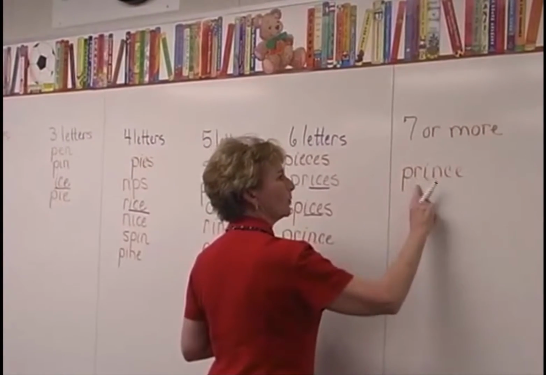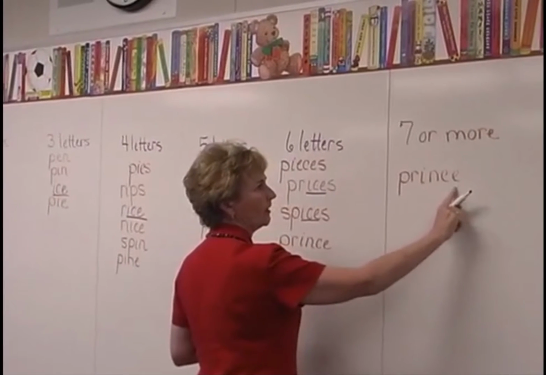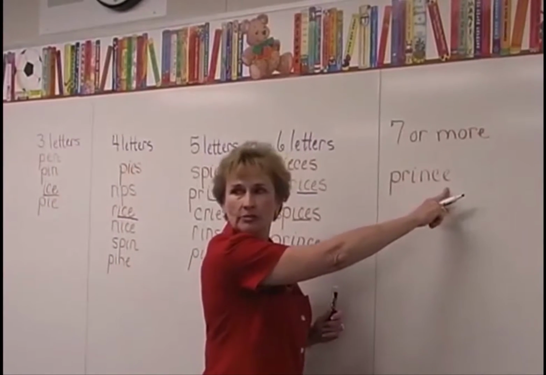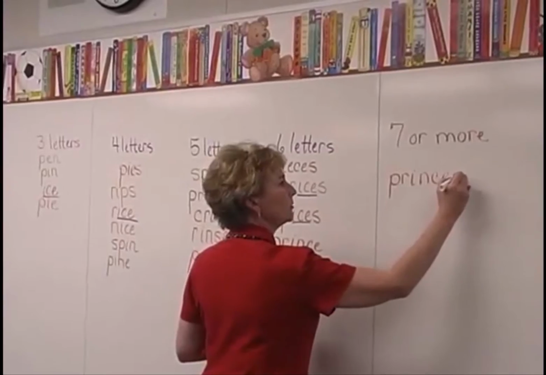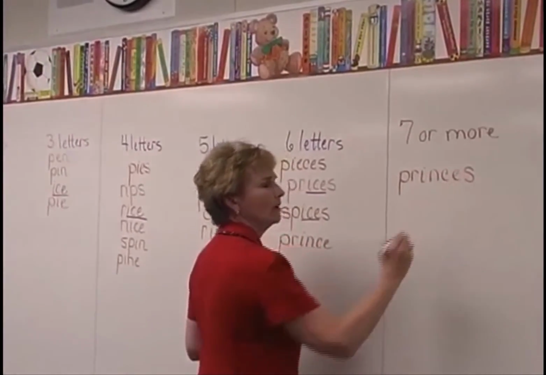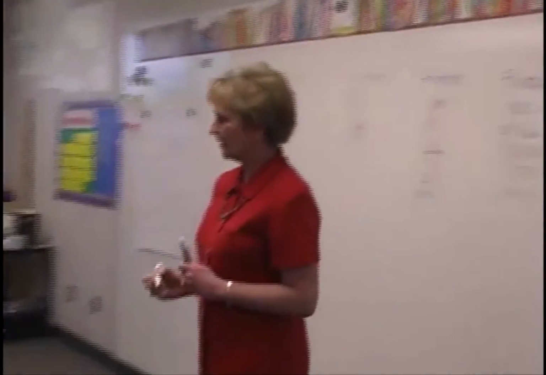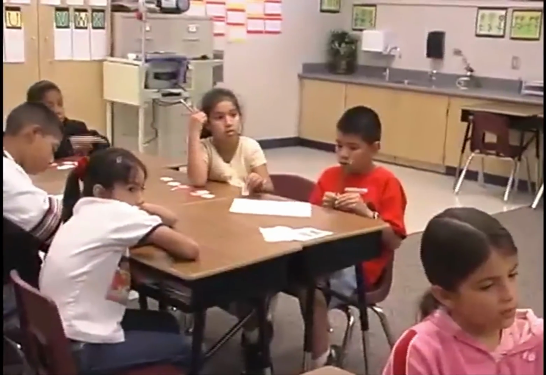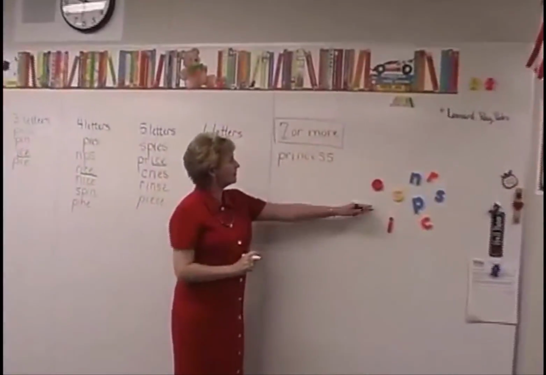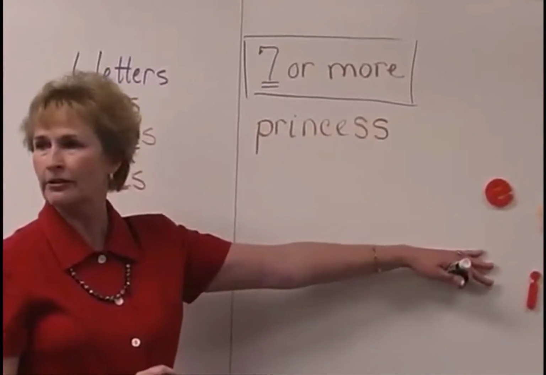P-R-I-N-C-E. A prince is the son of a king, and let's say he has two sons. So we would have two. How many letters do you have left? One. How many of you have one letter left? How about everyone making this word for me? Come on up and make this word using the magnetic letters.